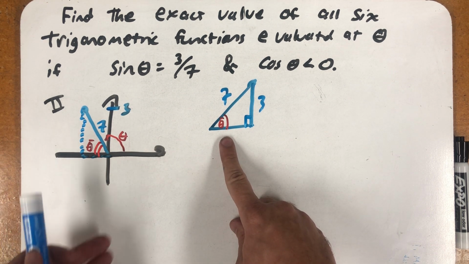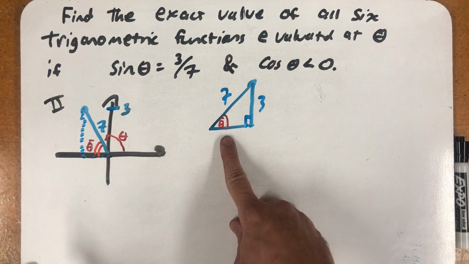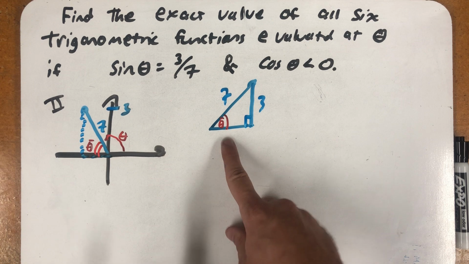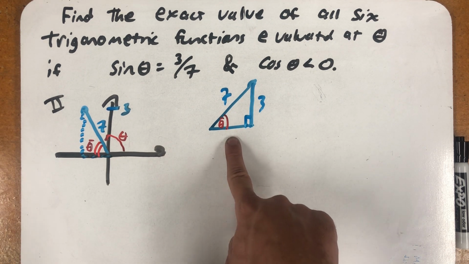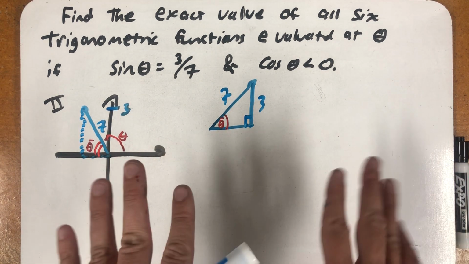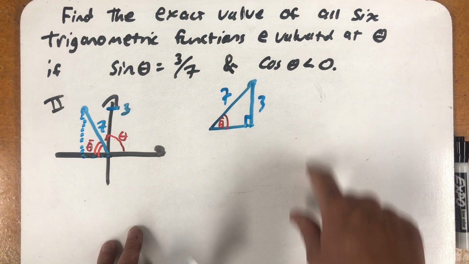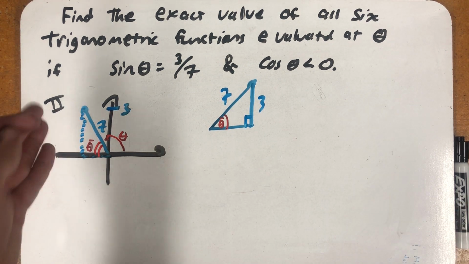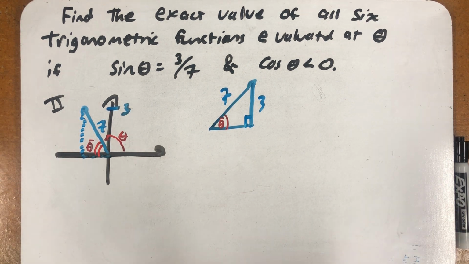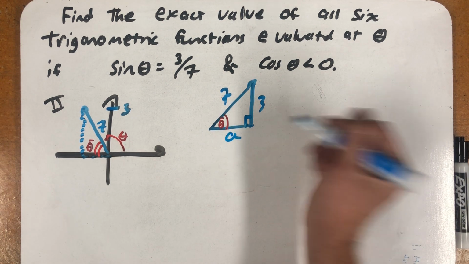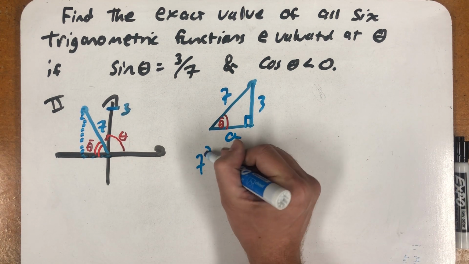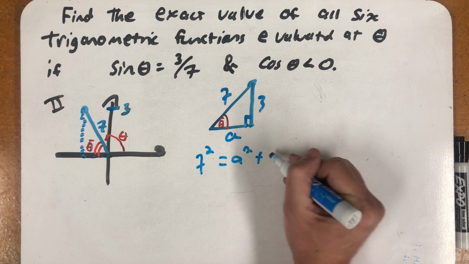I know that the trig functions I actually care about evaluated at theta can only be different than that by a sign, a plus or a minus. So all we need to do is find this missing side, write down a whole bunch of right triangle trig stuff, and then put pluses and minuses where they go for an angle that we know is in the second quadrant. I'm going to call this missing side A, and it would be 7 squared is equal to A squared plus 3 squared.